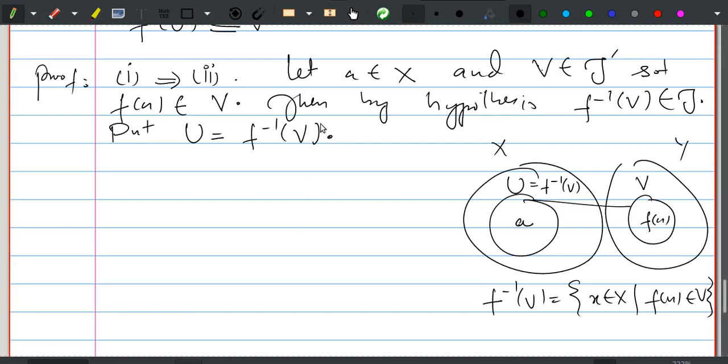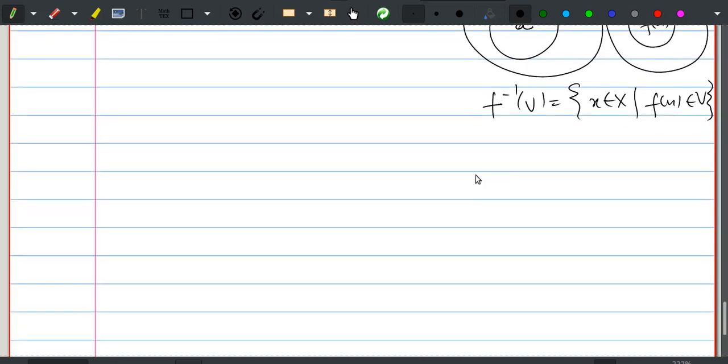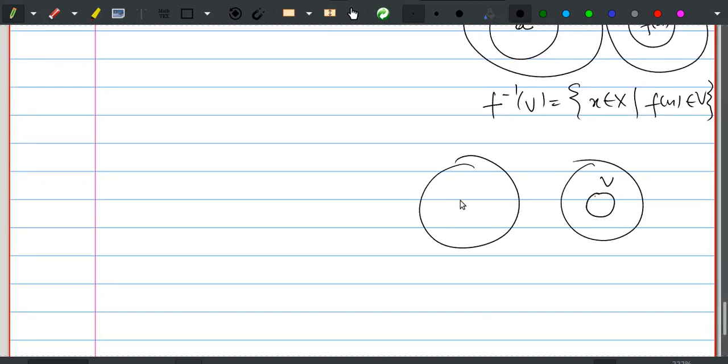Now note here, so this implies A is in U and f of U is contained in f of V. So one should note here, this is V here, this is U here, which is f inverse V.